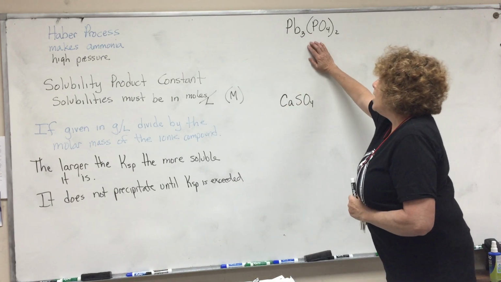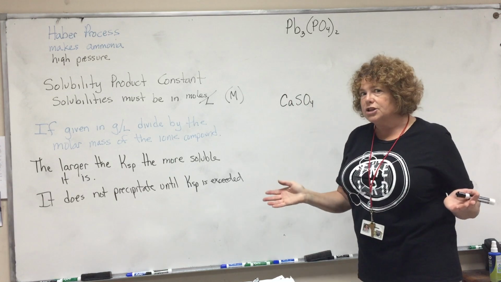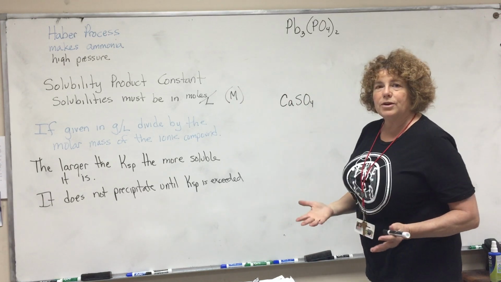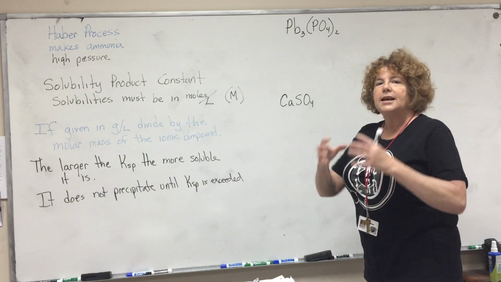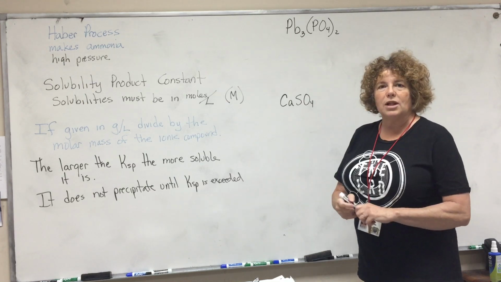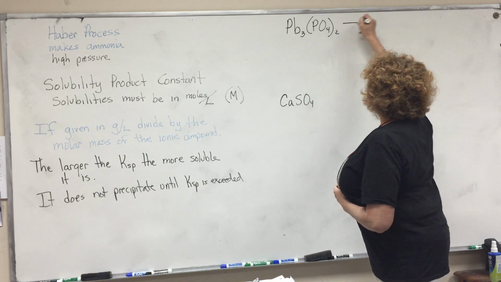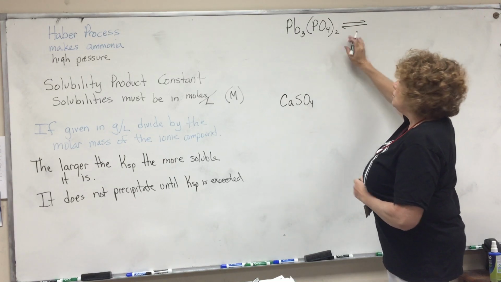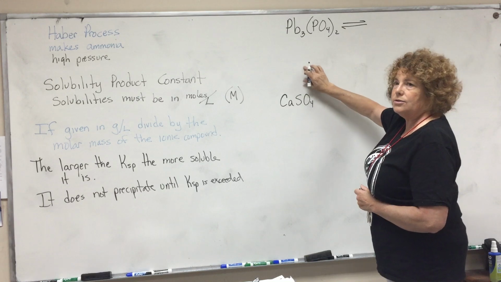Okay, how do we write it? Well, you say, well, I have no equation. How am I going to write it? Well, you do have an equation, because what happens when you dissolve ionic substances? They split into their individual ions. So you write the equation first. That is a reversible reaction. You can just do a single line with two arrows.